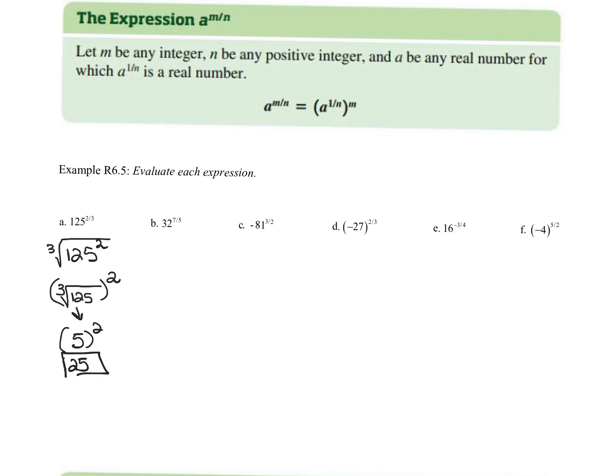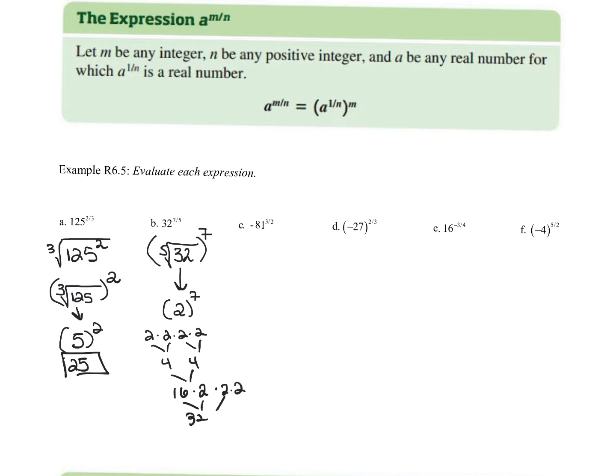For B, I'm going to do the same idea. So I'm going to do 32. It's the fifth root of 32, but then I'm going to take this whole thing and raise it to the seventh power. The fifth root of 32 is 2, and then we raise that to the seventh. So 2 times 2 times 2 times 2, hang on, 4 times 4 is 16, that's only 4 2s, I need 3 more, times 2, times 2, times 2: 32, 64, 128.